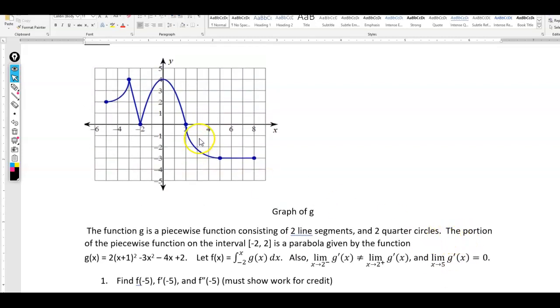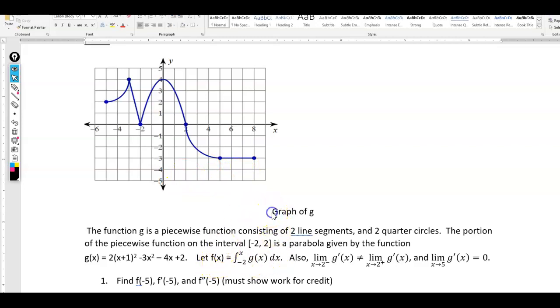Let's begin here. So part A, I start by giving you this piecewise function. It consists of two line segments, that would be here, a straight line, and also right here, another straight line. It also has two quarter circles, this one here and this one here. The portion of the piecewise function on the interval from -2 to 2 is a parabola, and we're given the equation of that parabola right here. And that's the graph of g.